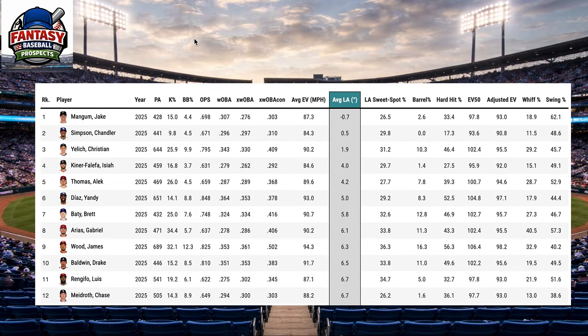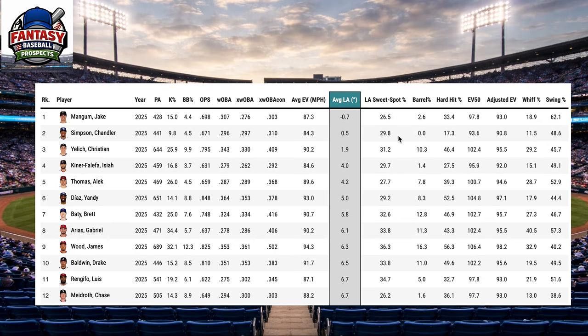So now let's look at the opposite extreme. Who has the lowest launch angle? And I changed it to 400 plate appearances to get some specific people in here, like Chandler Simpson, right? So Chandler Simpson has a launch angle below 8, which is the sweet spot lower limit. So you're here at almost 0.5, almost nowhere land.